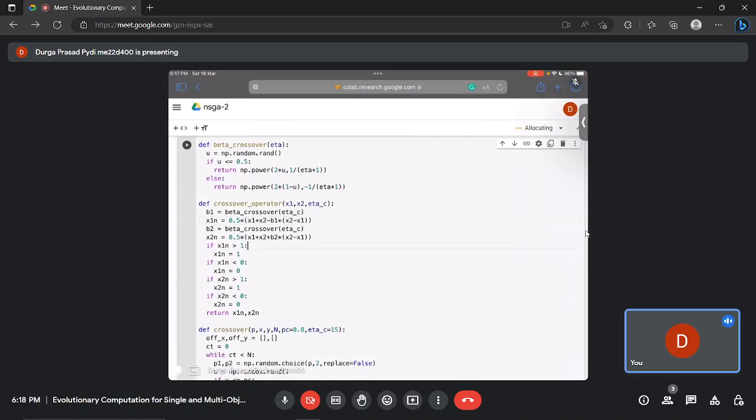So if the new solution you are getting is greater than 1, where our limit is 0 to 1, then you make it equal to 1. And if it is less than 0, that is, less than the lower limit, then you make it equal to 0. Same for the second solution as well. This is for the crossover operator.